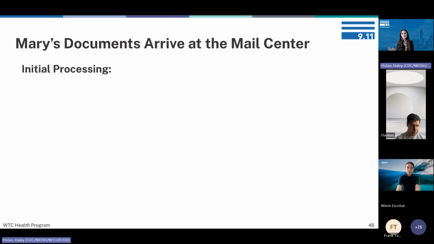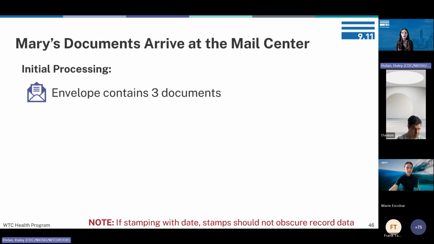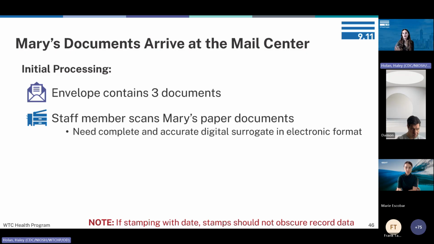So for these documents, she mails them in, they get to the mail center, and they are processed. So the envelope contains 3 different documents that we talked about. If the mail center is stamping these documents with a date, these stamps should not obscure record data. And let's say a staff member scans Mary's paper documents in. We need a complete and accurate digital surrogate of all these documents in an electronic format.